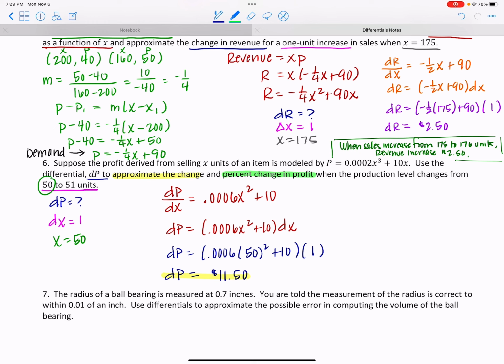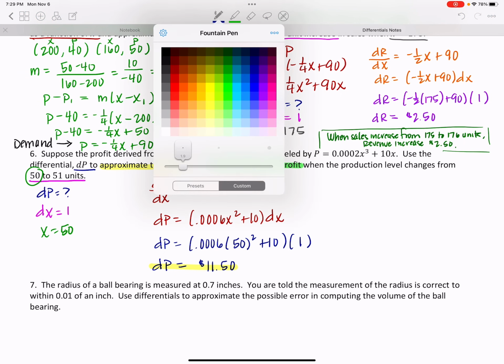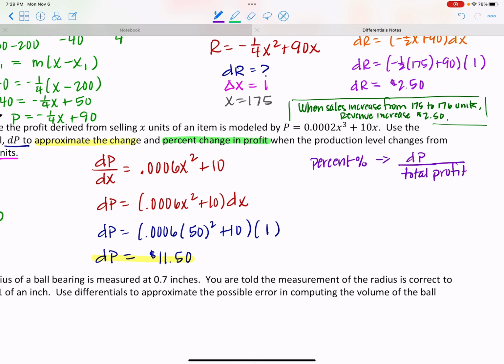If I know that my differential of profits, my change in profits is 11.50, and if I knew the total profits at 50, I could find the percent change. So my percent change is going to be that little portion that we just found, that little change in profits, divided by the total profits at 50. So in this particular case, dp we just found was 11.50.